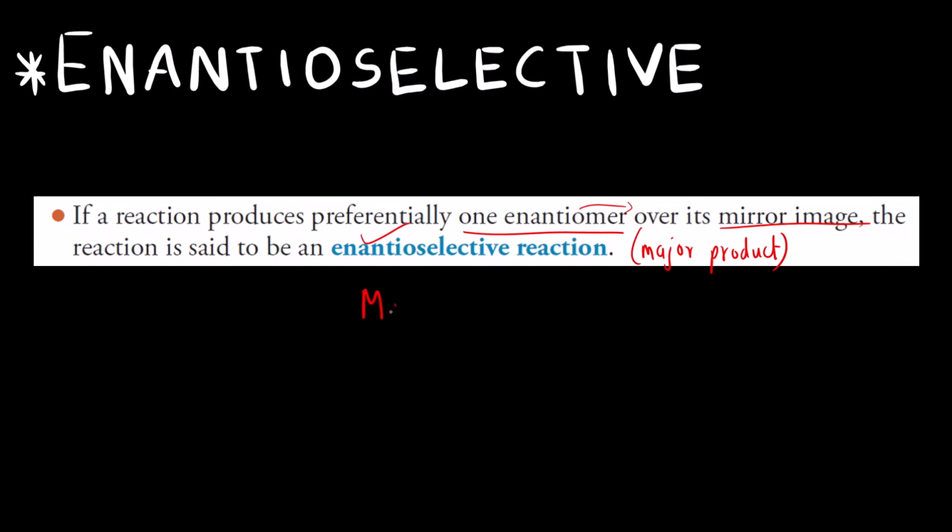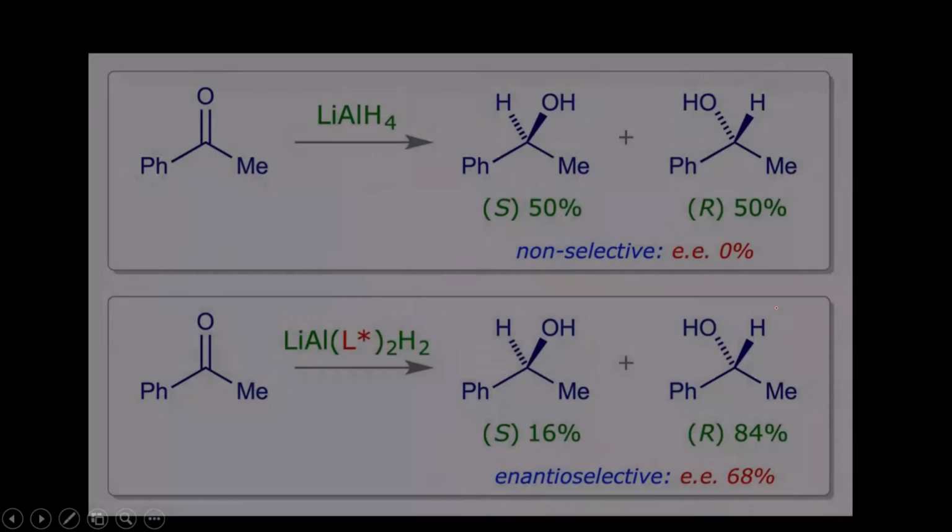If in any reaction both major and minor products are formed, and both these isomers are enantiomers, then we can call that reaction enantioselective. Let us understand with an example.